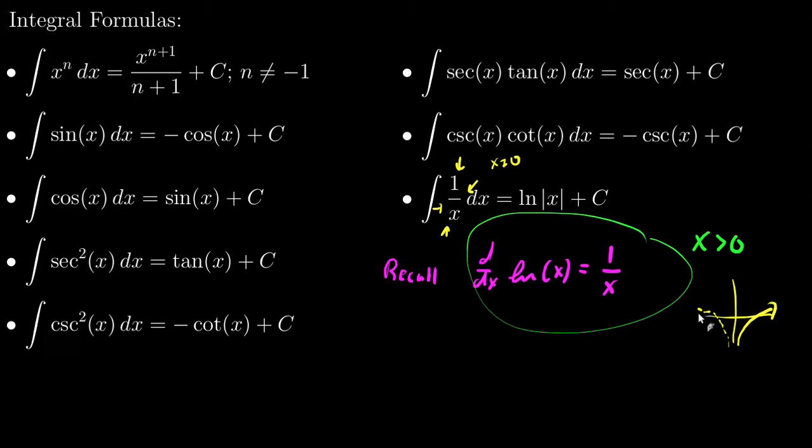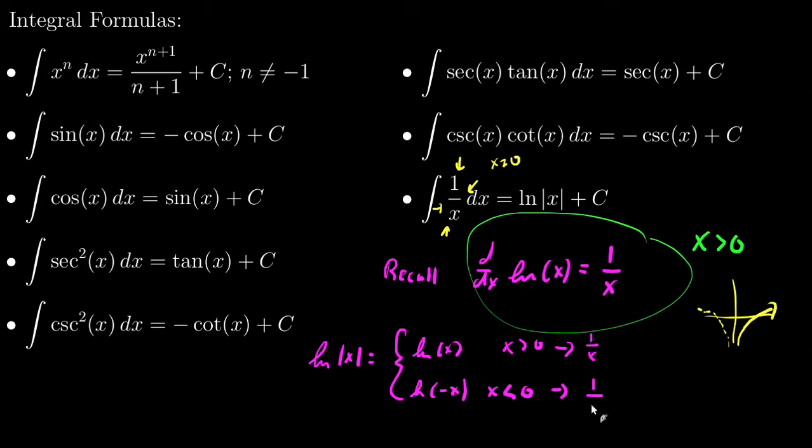I'm missing information. The other piece of information that says it's true is the natural log of the absolute value of x is really just a piecewise function of the natural log of x when x is positive, and the natural log of negative x when x is negative. And if I take this derivative, I get 1 over x. And if I take this derivative, I get 1 over negative x times -1.